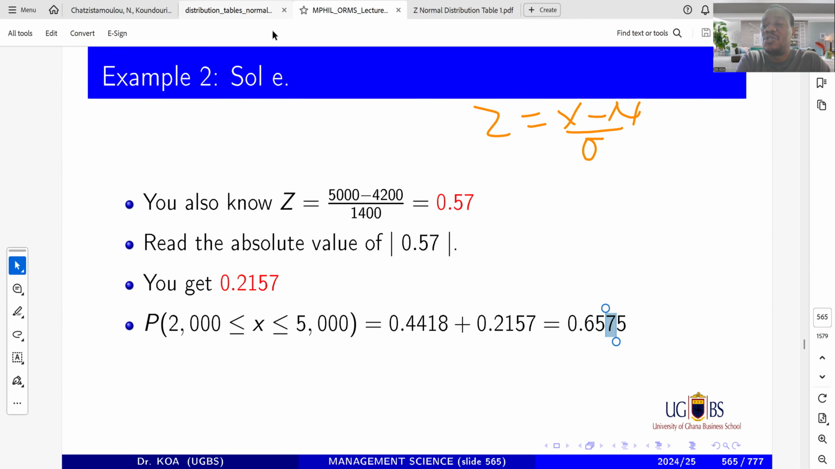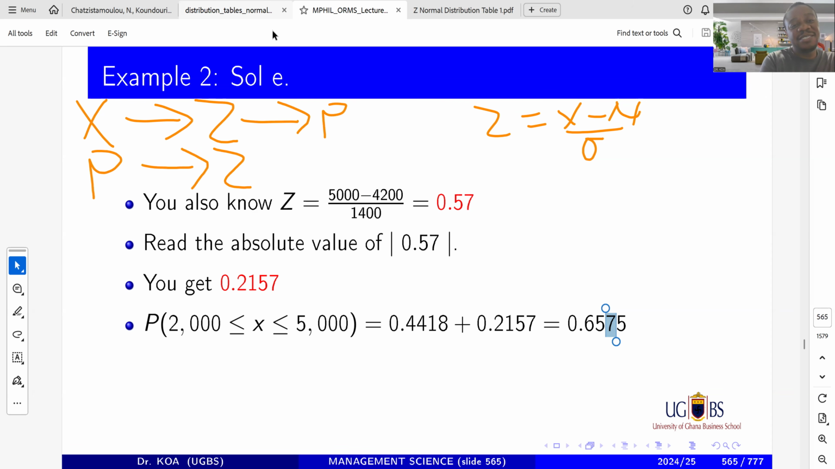So that is when I don't know the probability and I need to use Z to get a probability. But what if I know the probability and I need to use Z to get an X? I don't know the X, but I know the probability. At first, we were being given the X, we used the Z, and the Z helped us to get a probability. Now, if we know the probability, we'll use the same Z, that's why it's standardized, to get the X. And that's the next thing we want to look at.